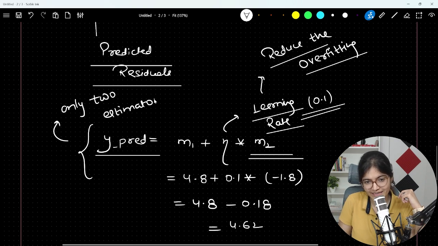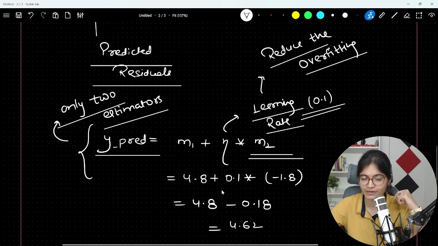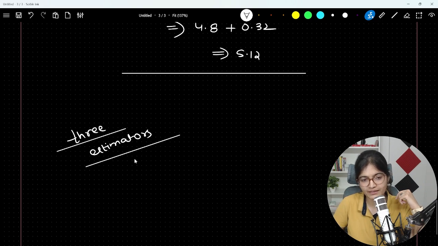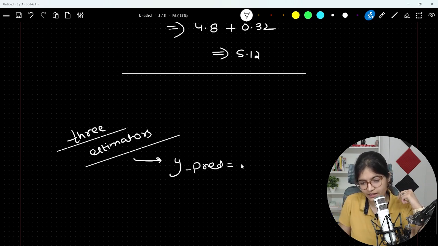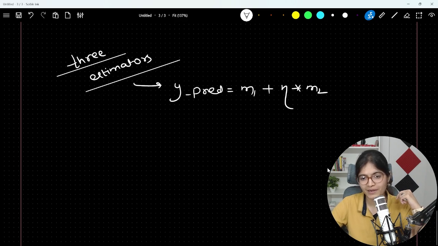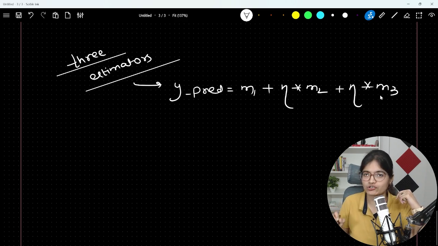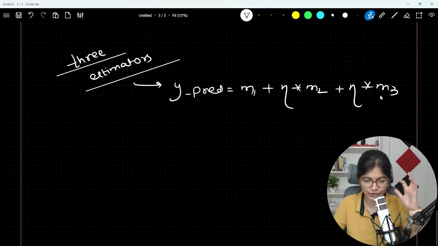Let's say you want to use 3 estimators, you can extend the discussion. If you want to use 3 estimators to get the final prediction, what will happen in this case? Your final prediction will look like the prediction given by model M1 plus eta, which is the learning rate, times model M2, plus again you apply that eta value to model M3's prediction, and that is the same flow which is going on.